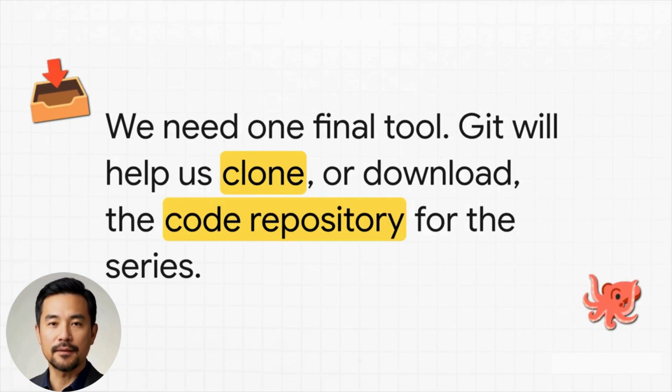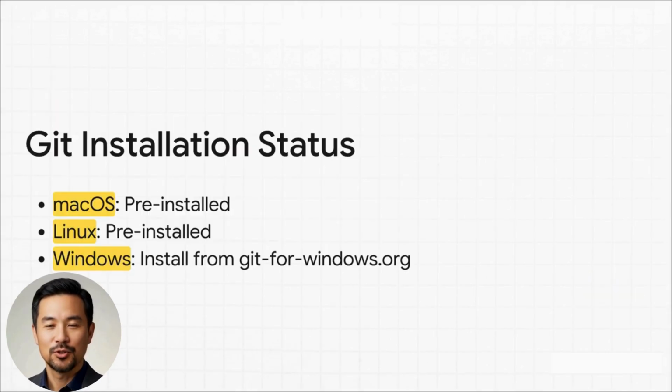We just need one final tool to complete our setup, Git. Now, Git is what's known as a version control system, but don't worry about that for now. For our purposes, we just need it so we can clone, or download, the code repository for this series right onto our machine. And the good news is this last step is usually the easiest one. If you're using a Mac or Linux, congratulations, Git is already pre-installed. You don't have to do a thing. For my Windows users, it's just a quick download from the official Git website and you'll be all set.